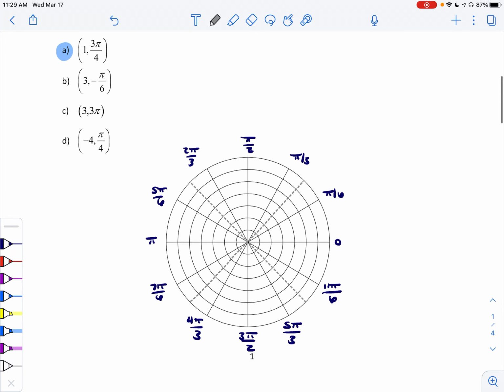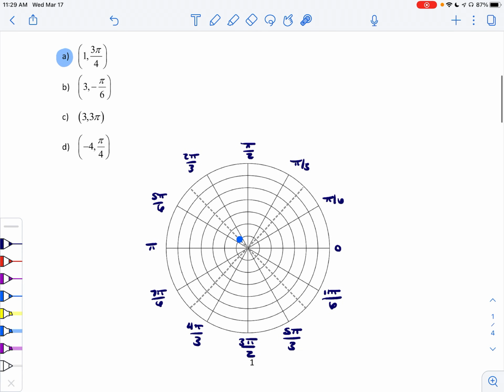Okay. All right, so we're looking at our 3 pi over 4 angle, radius of 1, so going out to the first circle. And we're just going to plot our point right there. So R and theta, R is 1, so we're on the first circle. Theta is 3 pi over 4, so we're on the 3 pi over 4 line, and we plot our point. Okay, so that's really all there is to these polar coordinates. So identify what circle you're on, look at your angle, plot your point.